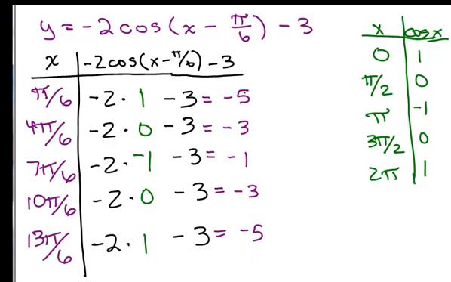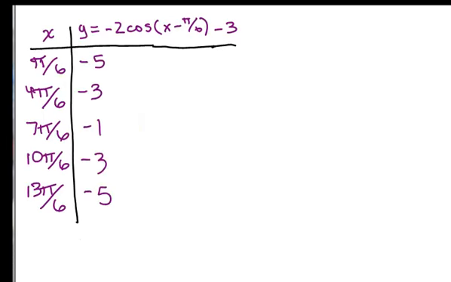You should end up where you started. It kind of goes negative 5, negative 3, negative 1, then back up, negative 3, negative 5, right? So it's very symmetrical here. So here are our key ordered pairs, and now we're ready to graph.